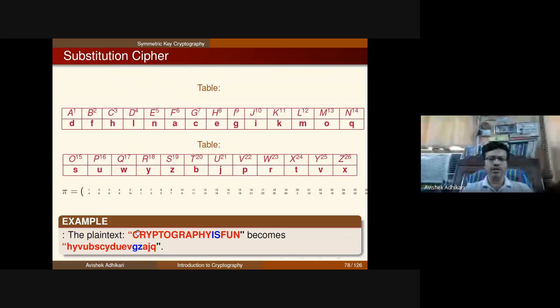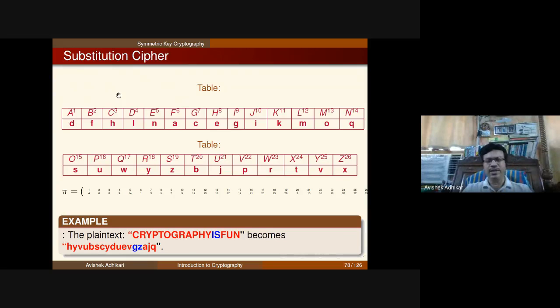Now if both the sender and the receiver share this permutation, then it's very easy for them to get back. Suppose you get D, you can immediately replace it by A for the plain text. Now if I ask you the question, suppose you are an attacker and you have only this message and somehow you come to know that this message has been prepared using a substitution cipher.